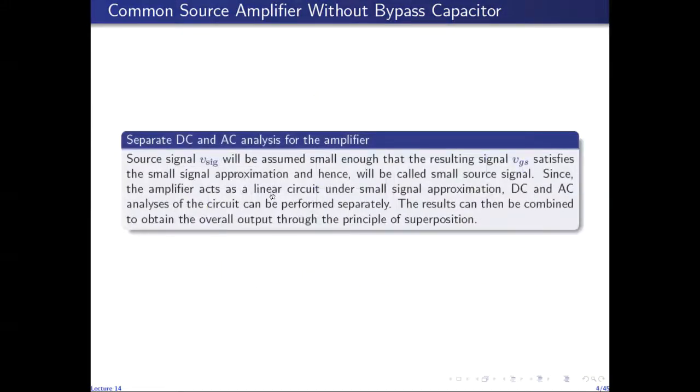So we will assume that Vsig is small enough that the resulting signal, small vgs, satisfies the small signal approximation. And in this context, Vsig will be called a small source signal. And since we know that under small signal approximation, the MOSFET as well as the resulting amplifier acts as a linear circuit, we will carry out the AC and DC analysis separately and then combine the results later on to get the overall output through the principle of superposition.